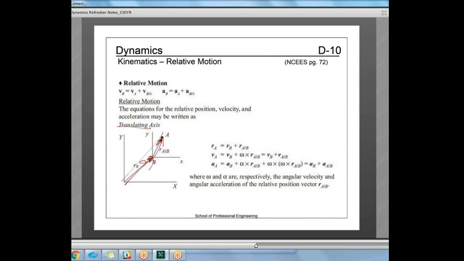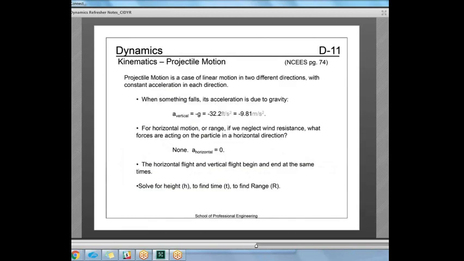So that's relative motion. You can use that as a translation or transformation of axes. Say, well, if I'm 8 feet from here and this is 10 feet from there, I must be 18 feet from there, sort of idea.